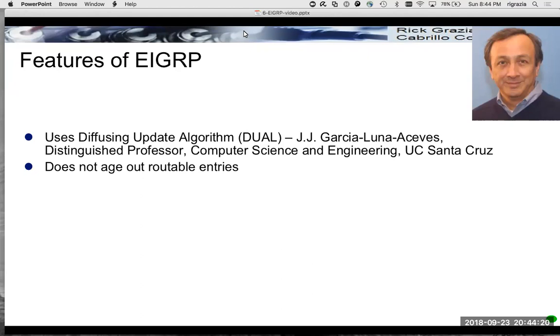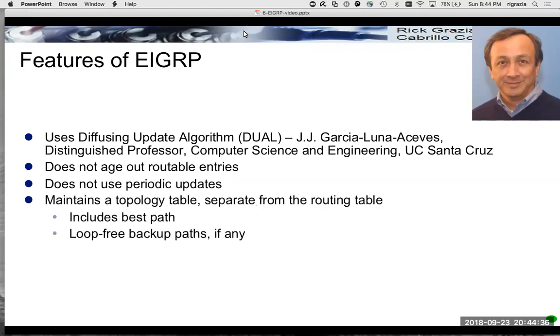With DUAL, we'll see that EIGRP does not age out routing entries like RIP does. It doesn't have a timer where a routing update is only good for a specific amount of time. So it does not use periodic updates. We'll see that DUAL maintains a topology table separate from the routing table, which includes something called the best path and loop-free backup paths, if any. Now, this isn't going to make much sense right now, and that's okay. We're going to talk much more about DUAL in a later video.